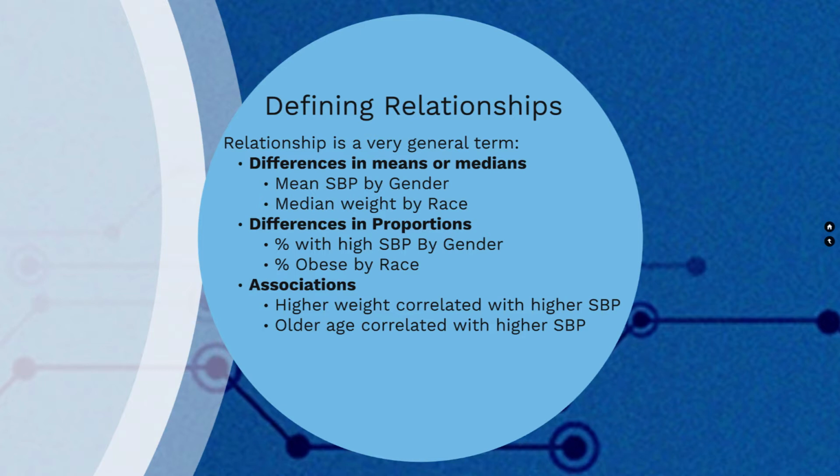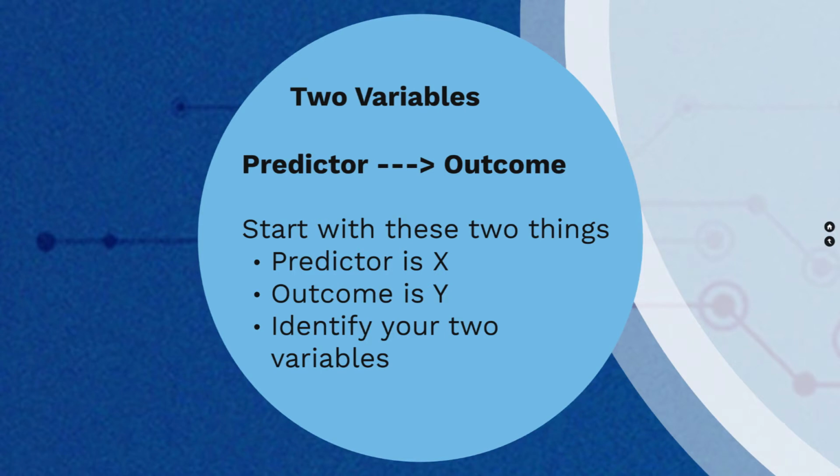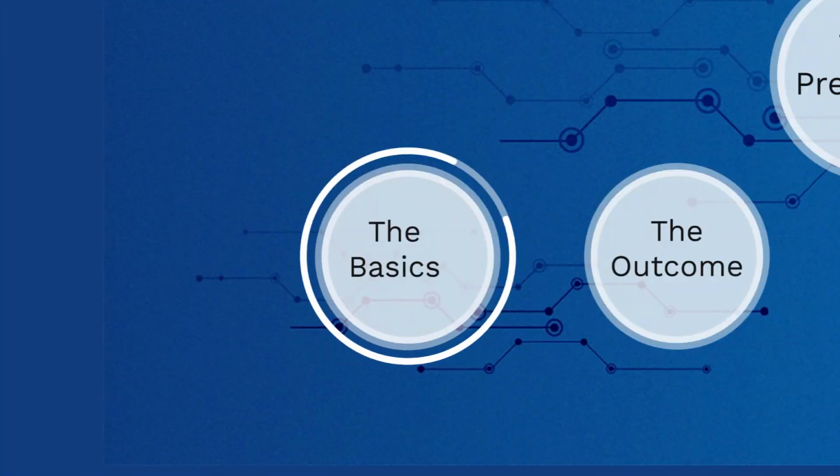Or, more simply, associations between two continuous variables. Is higher weight correlated with higher systolic blood pressure? Is older age correlated with higher systolic blood pressure? So again, you see the pattern starting with two variables, with a predictor and an outcome. Start with those two things. Define your outcome variable and your predictor variable. So once you've identified those two variables, you have gone very far towards leading you to the analysis that you'll need to do to determine if there is a relationship between those variables.